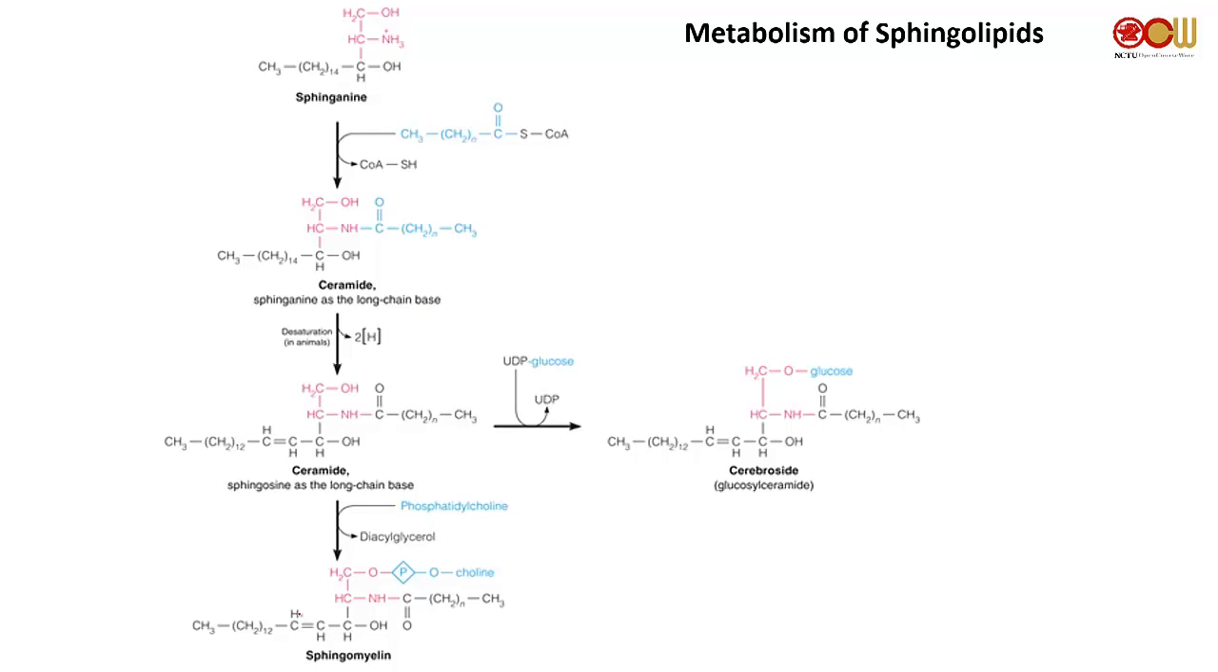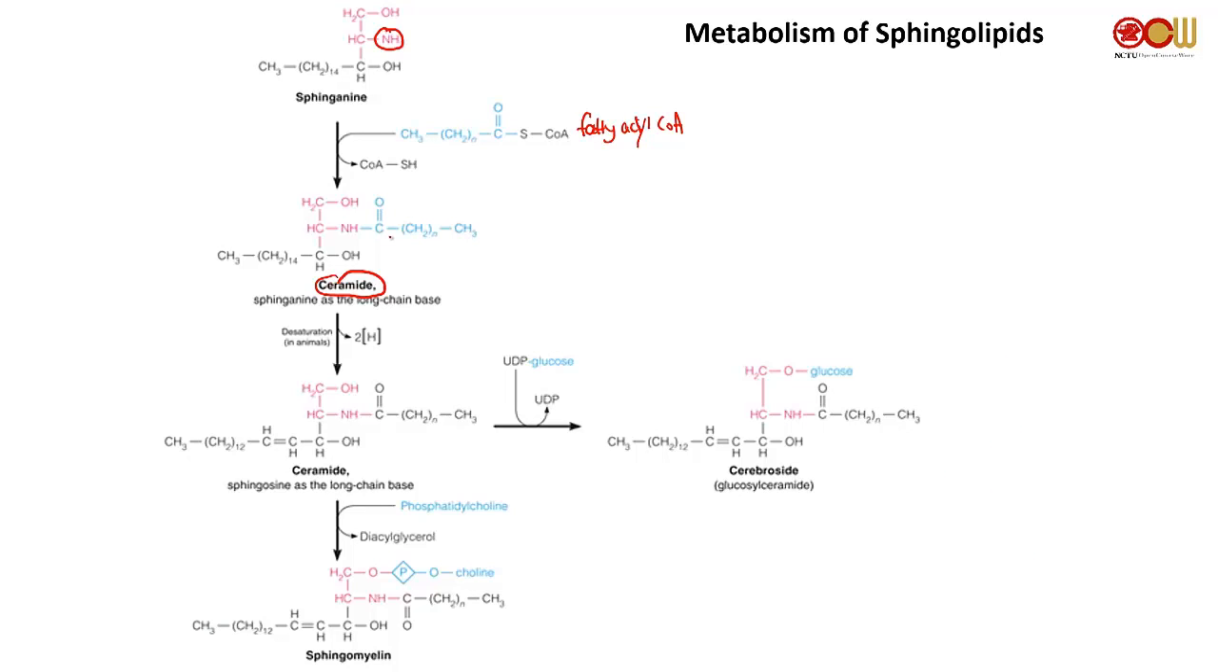And then sphinganine, since you have an amino group right here, you can react it with another fatty acyl-CoA. This guy is a fatty acyl-CoA, and then you get ceramide. Just like in phospholipids, you take an activated fatty acid, fatty acyl-CoA, you put it on to glycerol 3-phosphate, same idea. But here you are putting it on to an amino group, okay? Just an amino group.